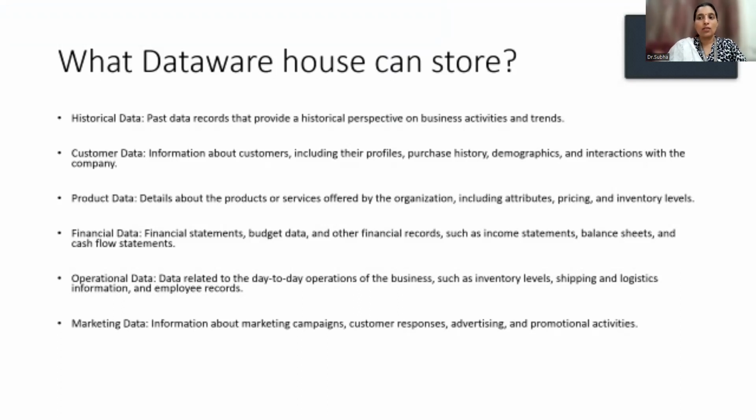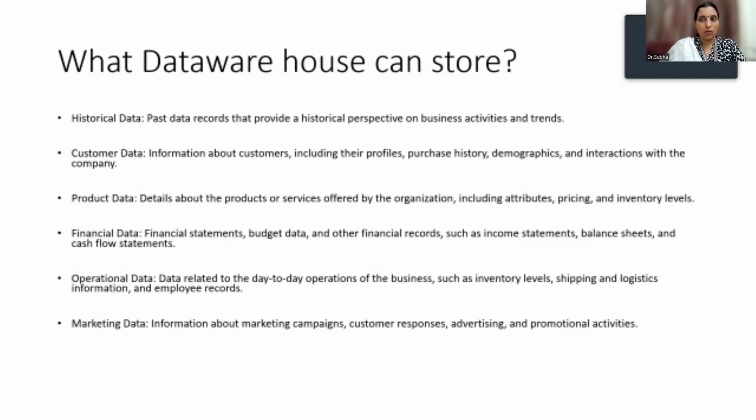So the next data which can be stored in the data warehouse can be called the product data. From the name itself, you can have some guess. What do you mean by product data? Any information or details about the product or services offered by the organization.